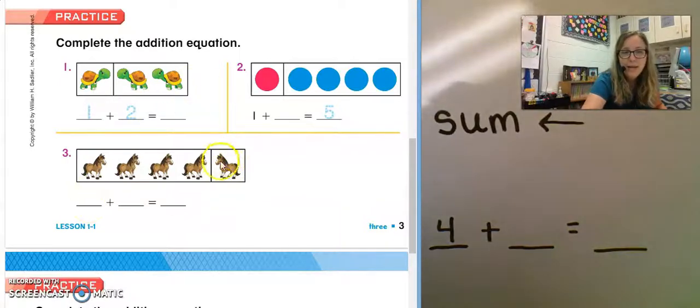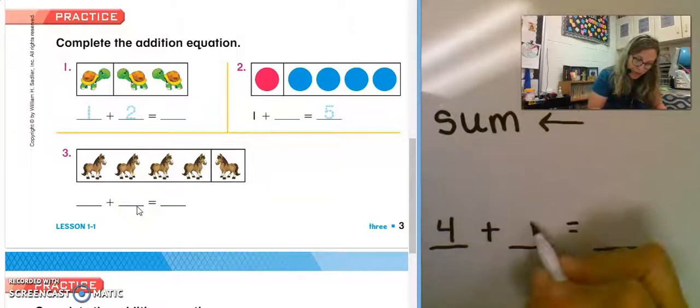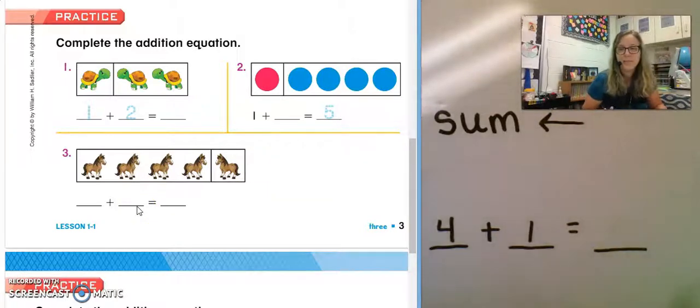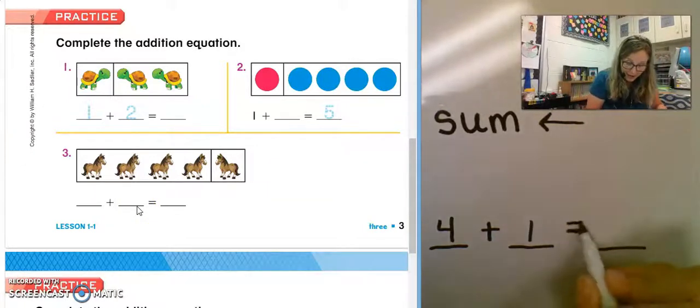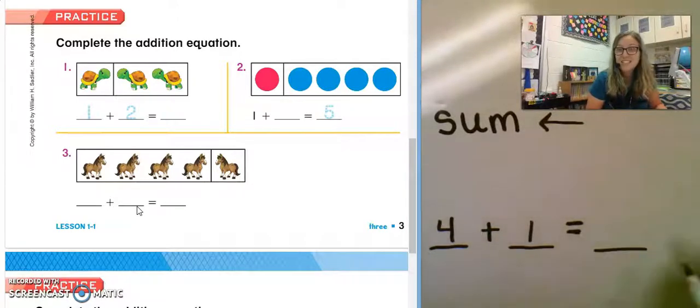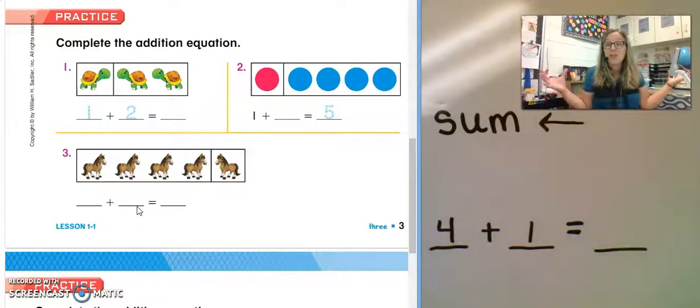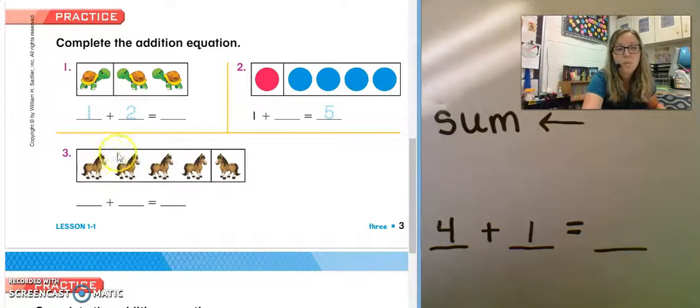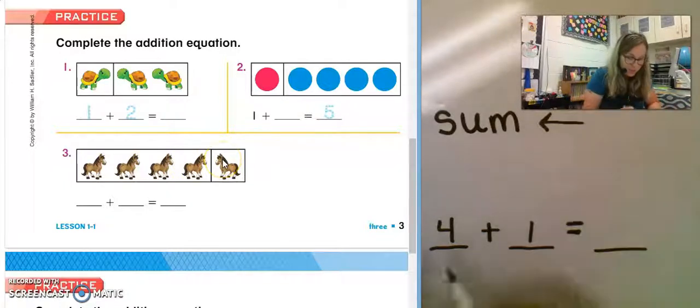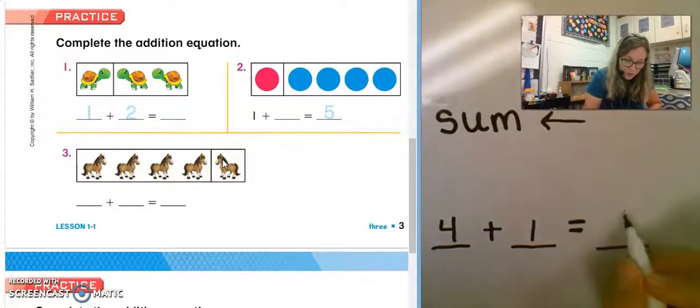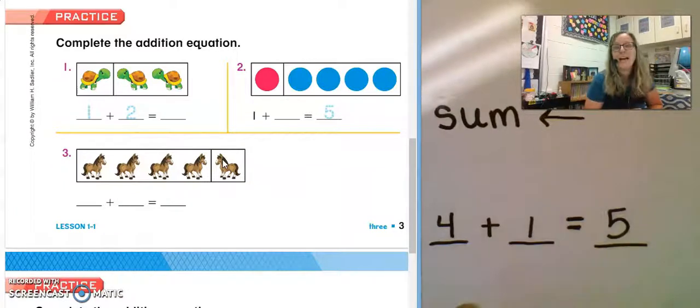Then we have one more horse here. So on the next line, we'll write one more horse. And now, after our equal sign, we want to know what's the sum. How many horses are there in both boxes all together? So we can count 1, 2, 3, 4, 5. So 4 horses plus one more horse equals 5 horses. So you can go ahead and write those numbers in your book.